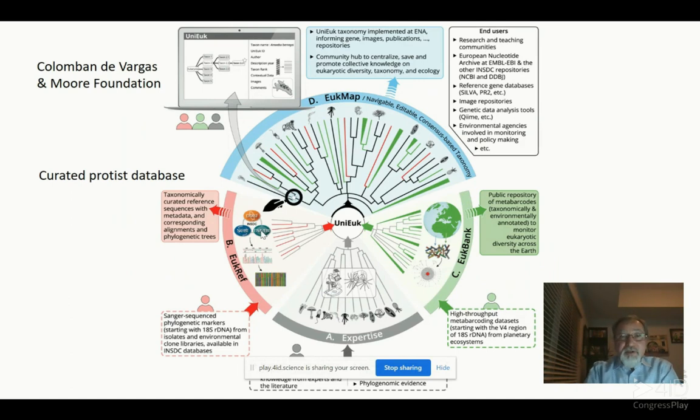So I'm going to mention a couple of other projects here. One is led by Colomban de Vargas with funding from the Moore Foundation, and it's called UniEuk. Most of you are probably already engaged in one way or another with this or use it. And if you don't, please have a look at it because this is quite important. And I will point to this curated database called EukRef that comes out of PR2.